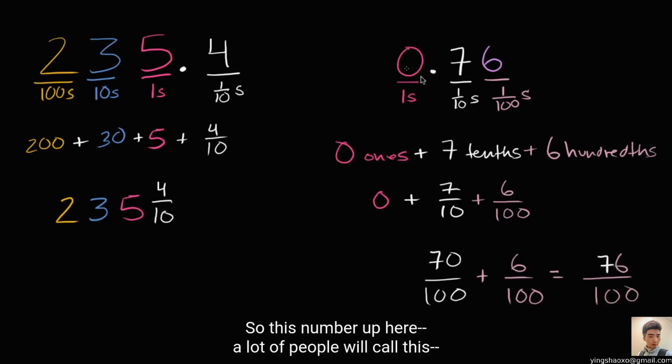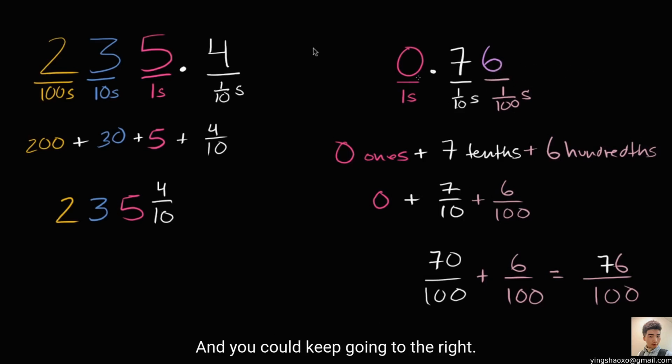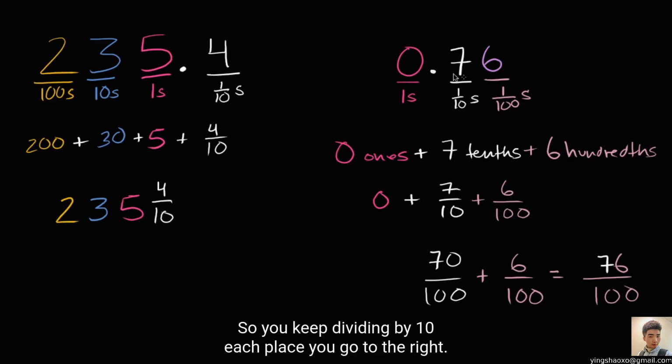So this number up here, a lot of people might say 0.76, or they might call this 76 hundredths. This is the hundredths place. This is the tenths place. But each tenth is worth 10 hundredths. You could view this as 7/10ths, or you could view it as 70 hundredths. So this is 76 hundredths. And you could keep going to the right. If you go one more space, you would get to the thousandths place, and then the ten-thousandths place. So you keep dividing by 10 each place you go to the right, and you multiply by 10 each place you go to the left.